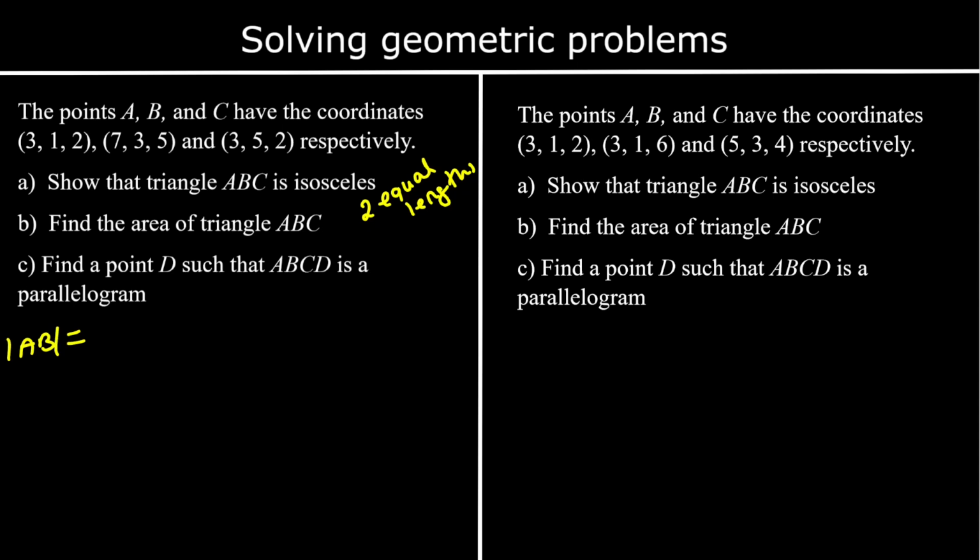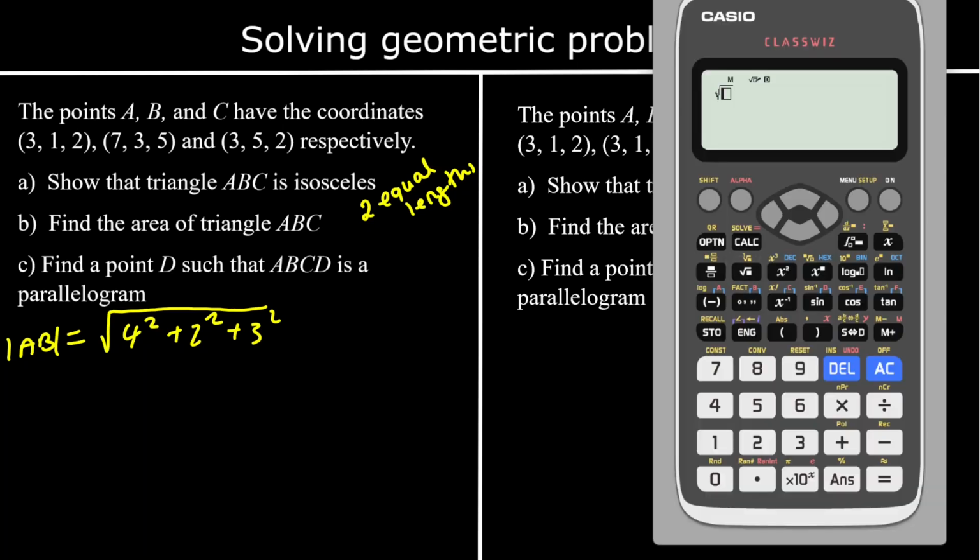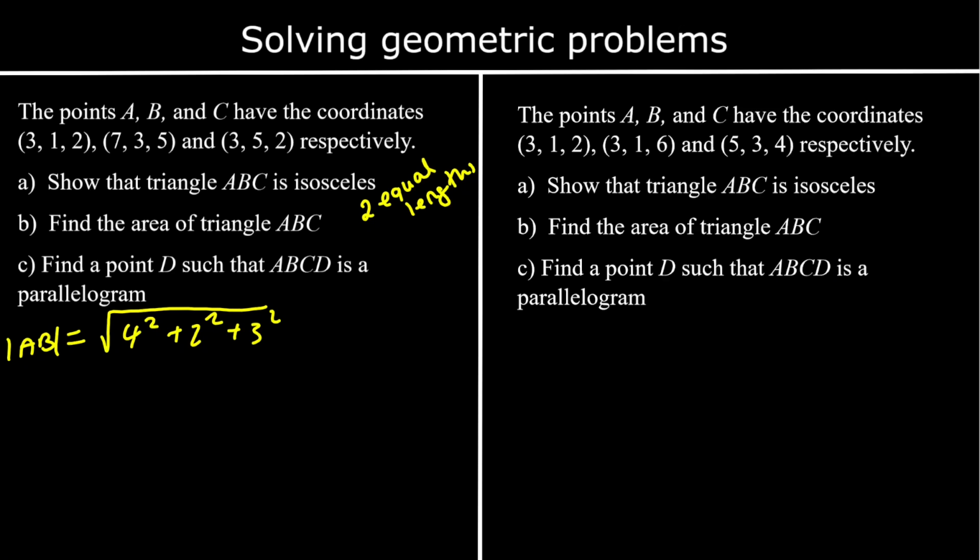is going to be Pythagoras. So from A to B, how far do we move? So it's 4 in the x direction, 2 in the y direction, and 3 in the z direction. The signs don't matter. Because we're squaring them, they're all going to be positive when they're squared. So we want the square root of 4 squared plus 2 squared plus 3 squared. So square root 29.